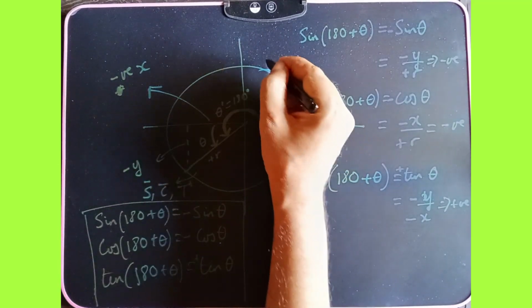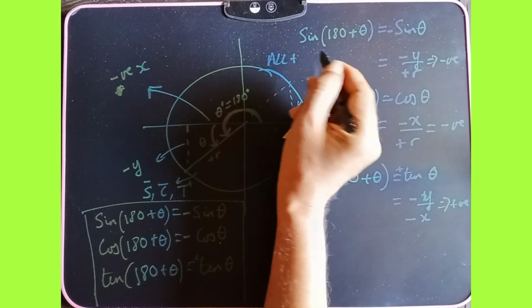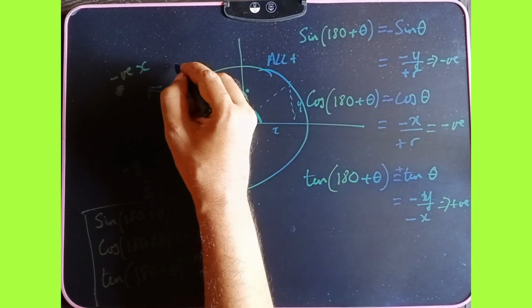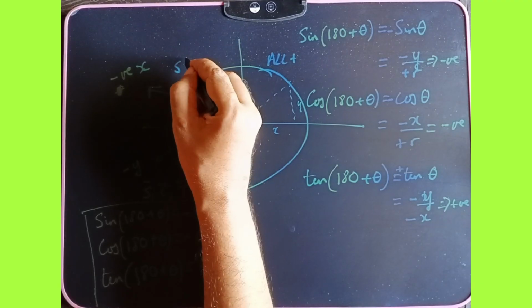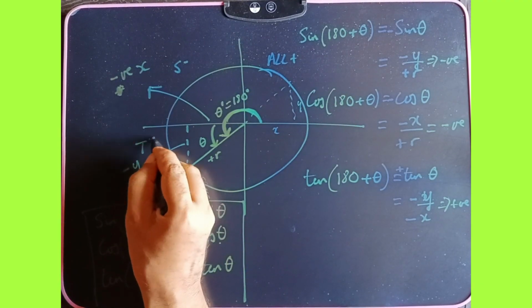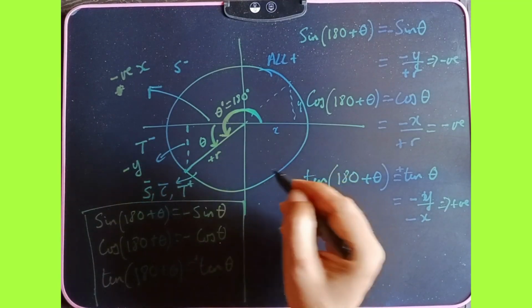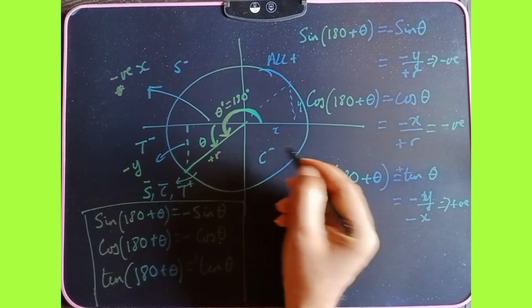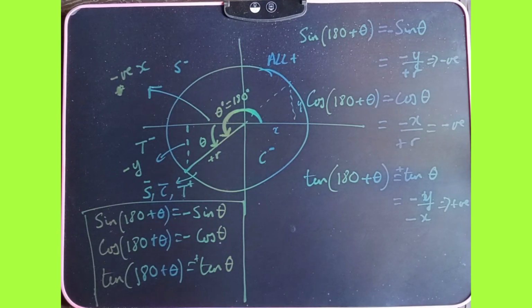So here all were positive. Here sine was positive, here tan turned out to be negative, and here finally it's cos which is negative. Okay.